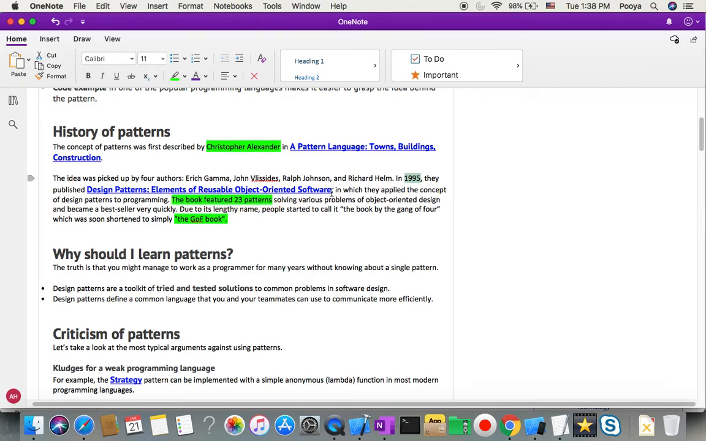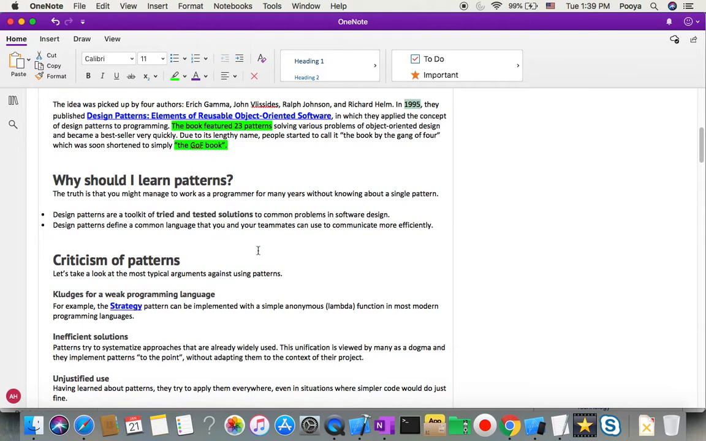It's the book. I really recommend it. You don't have to read all of it, but you need to recognize it, and sometimes you can use it as a textbook. The book featured 23 patterns, which we know as the 23 classic design patterns. Now, since 1995, these patterns have been working over and over, as Christopher said, a million times, and the solution is being used. We know this book as the Gang of Four book.